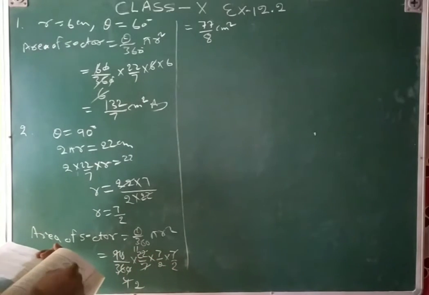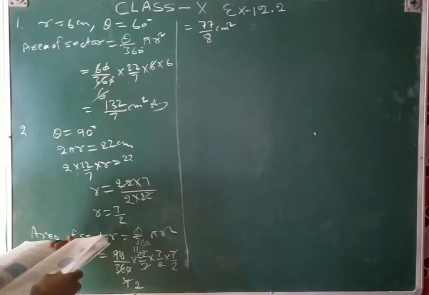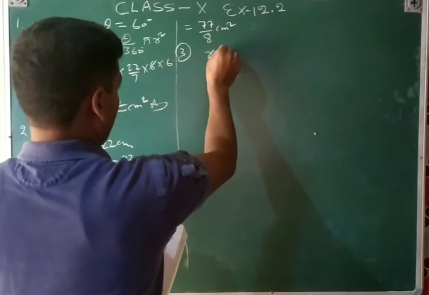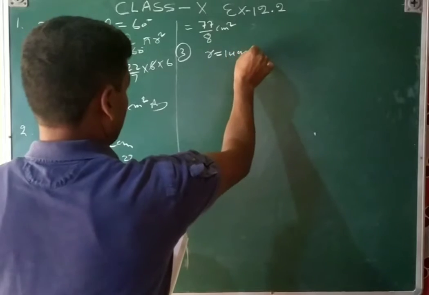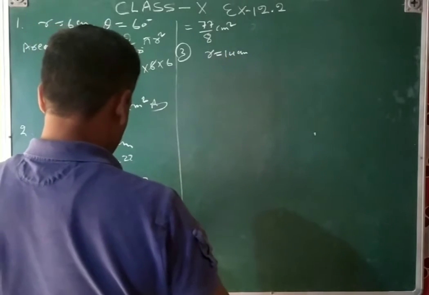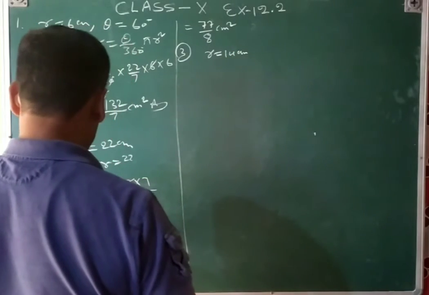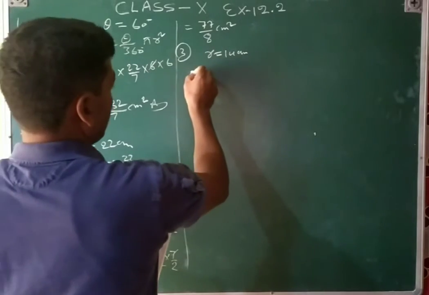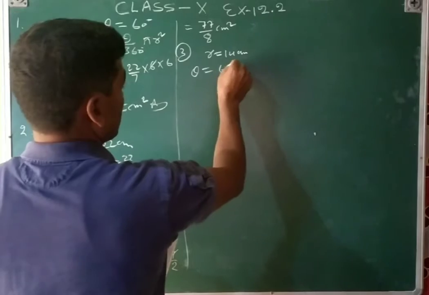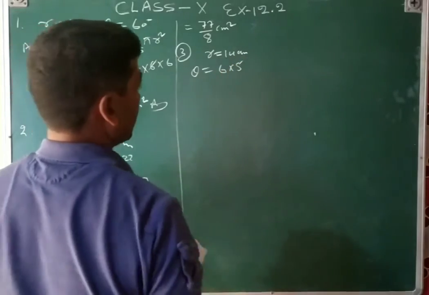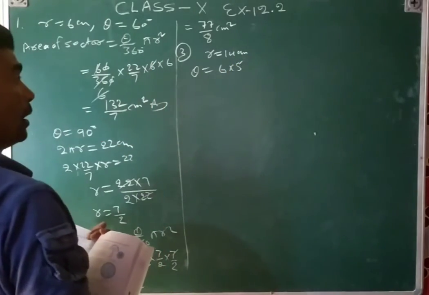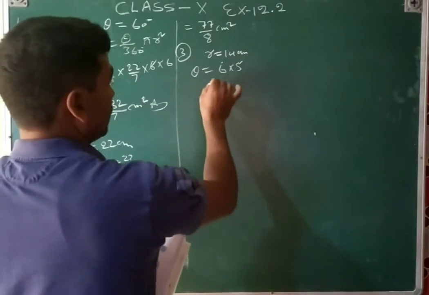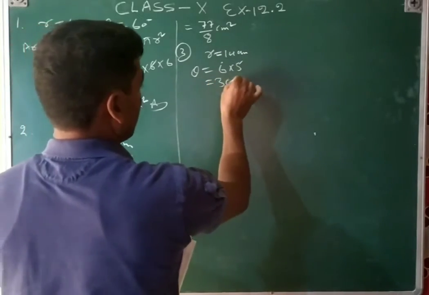The length of the minute hand of a clock is 14 centimeter. Third question. So r is 14 centimeter. Find the area swept by the minute hand in 5 minutes. So theta is equal to 6 into 5. In a minute, a 6 degree angle will be made. So that will be 30 degrees.